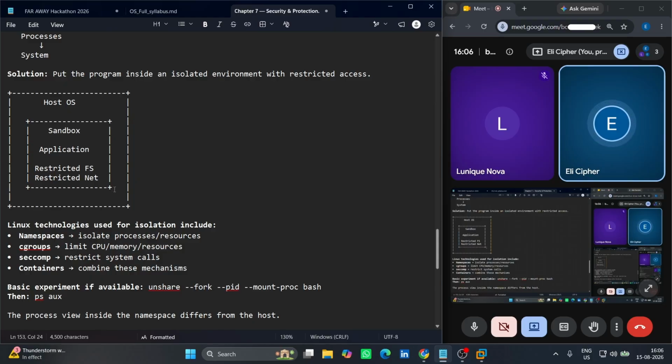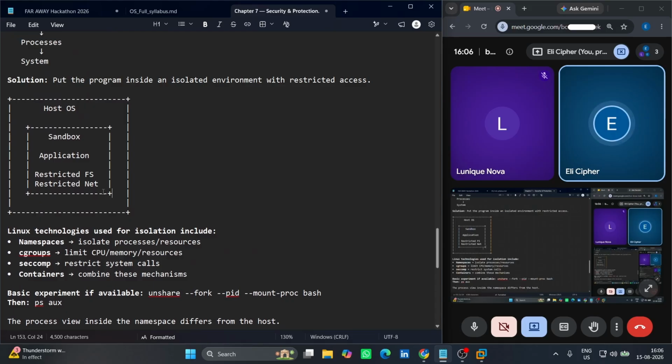The basic concept is just to provide an isolated environment. Inside the host operating system, you have created another environment which is fully isolated with more restrictive access. Is it clear to you or do you have any doubt?